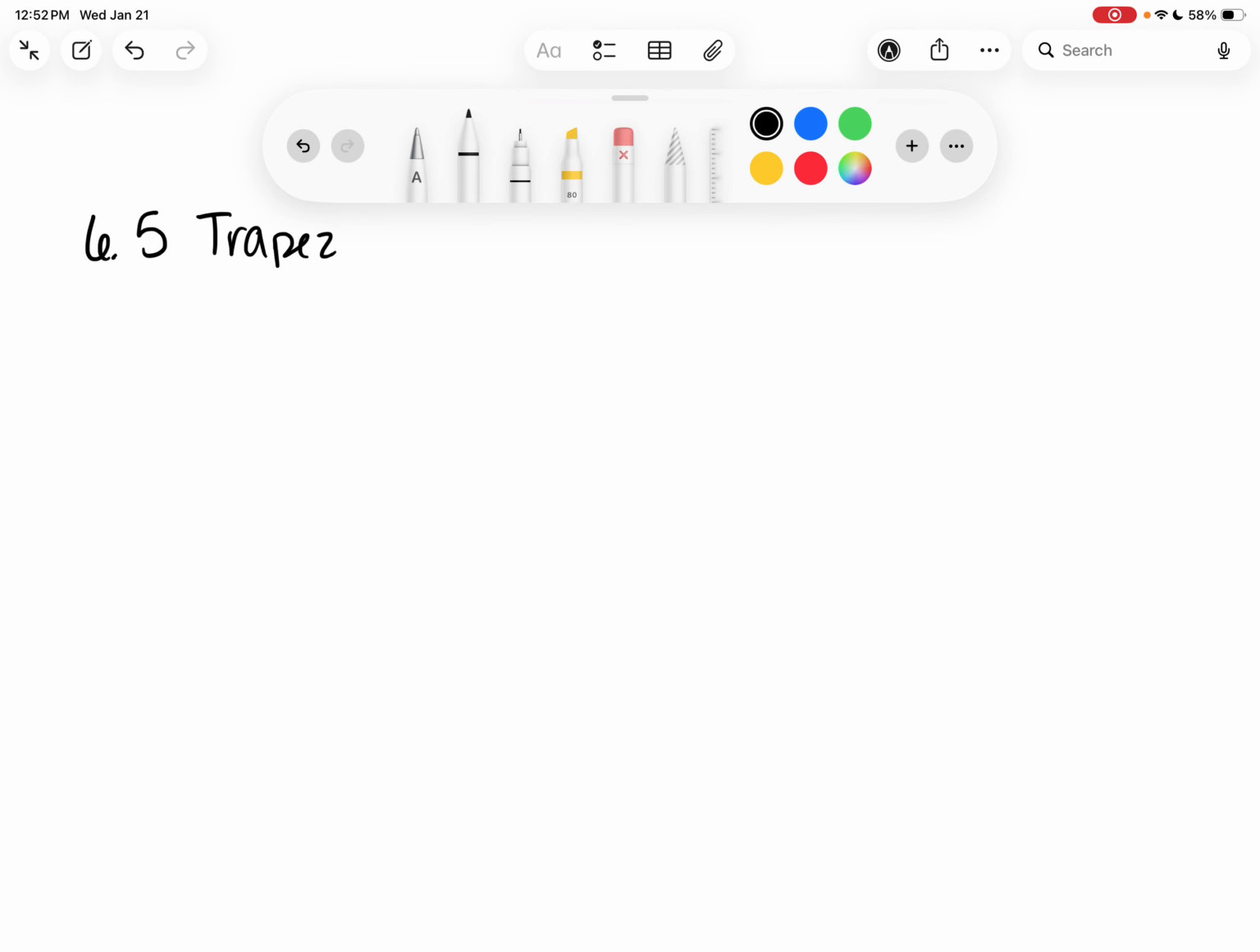6.5, trapezoids and kites. Oh, this is not good enough. Just stick that back in the box and we'll deal with it in a minute.